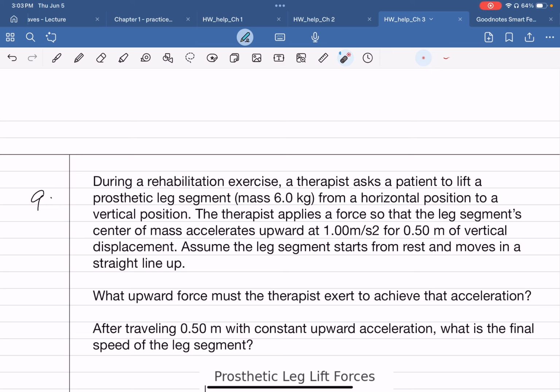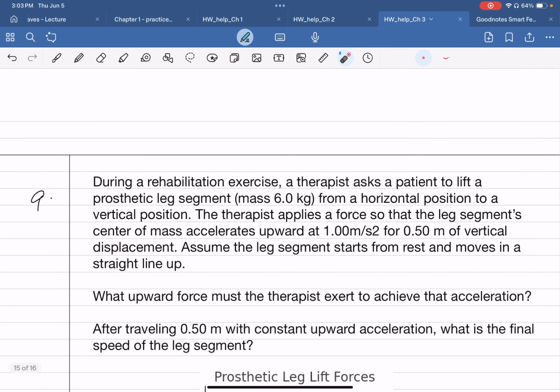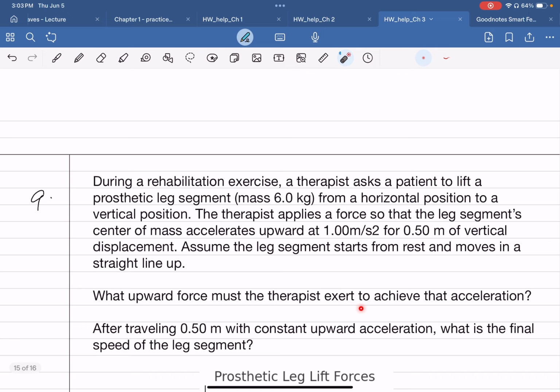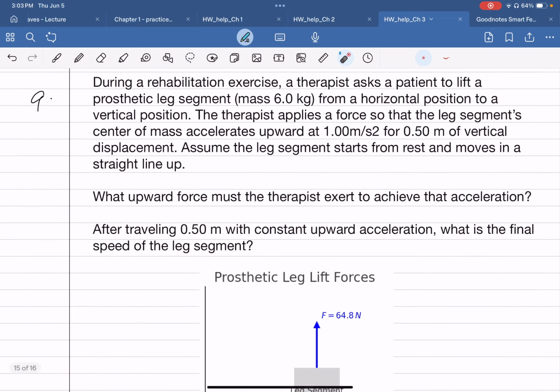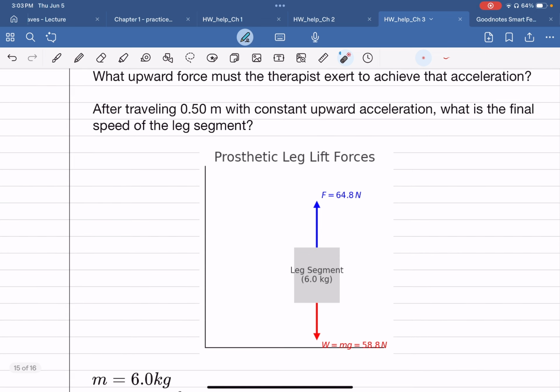Assume that the leg segment starts from rest and moves in a straight line up. Question: what upward force must the therapist exert? So again, force. And what is force? Mass times acceleration. So this is again movement on the y-axis. We're looking for this. We don't know this. We're looking for this. But we know that the weight acts down.